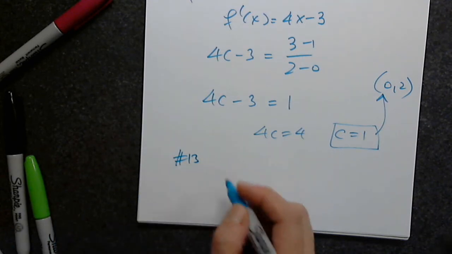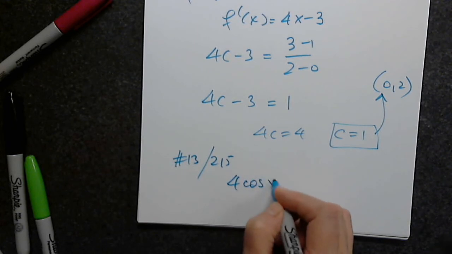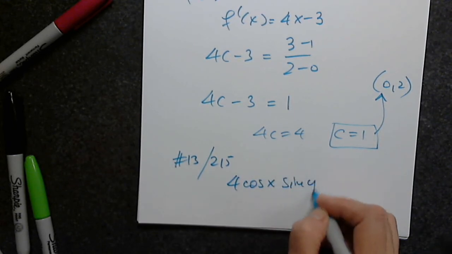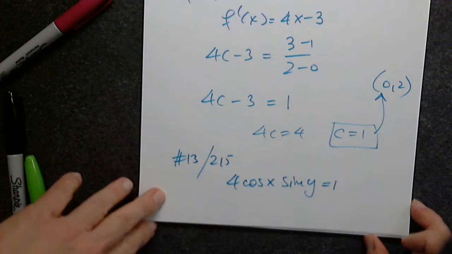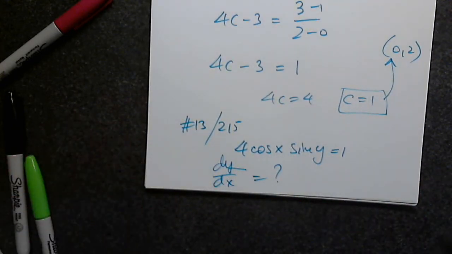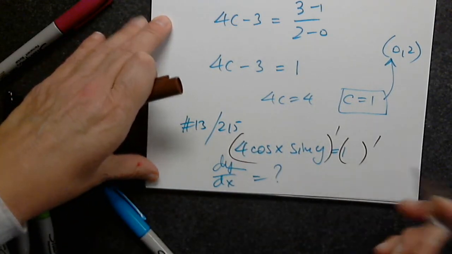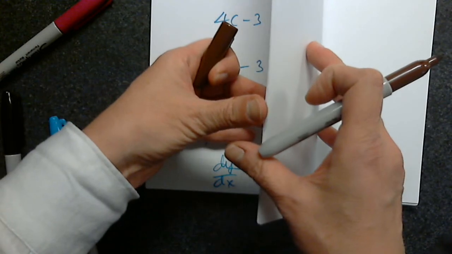Number 13 on page 215: 4 cosine x sine y equals 1. We are asked to find dy over dx, which means that we know that x is an independent variable, but y is not a variable. y is a function of x. So we'll start by differentiating both sides. The right-hand side will be 0, but the left-hand side will be a product.